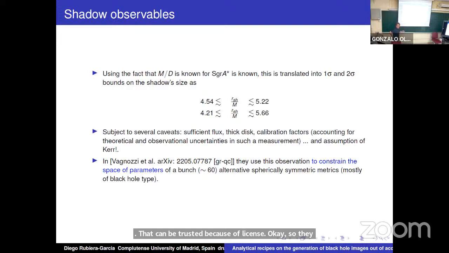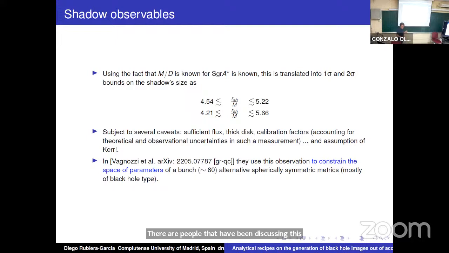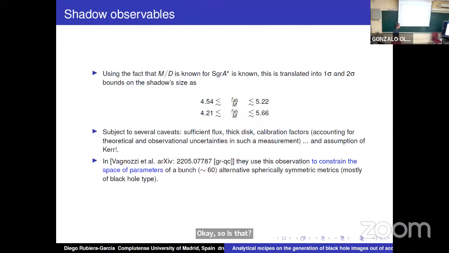They discussed the thing. But subsequently, there are people who have been discussing this. Some of you that are connected, your supervisors are doing this. So I leave it to you to decide whom you should trust. But this is open to discussion. This is quite new stuff. It's just to show you the possibility. What they were doing basically is testing, which would be parallel to testing modified gravity theory with the gravitational wave templates that we have.